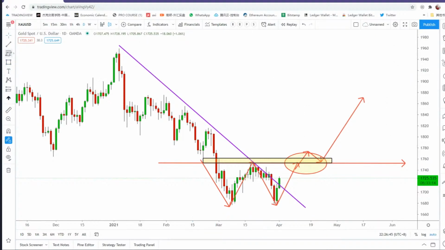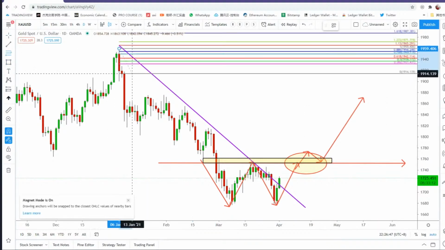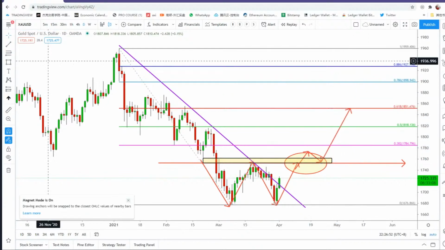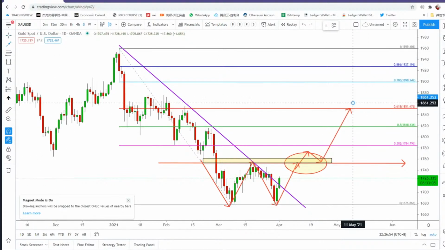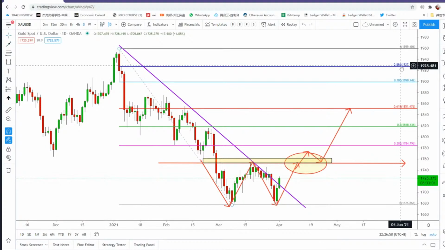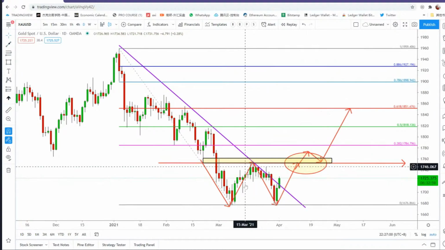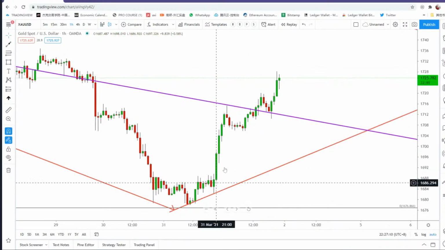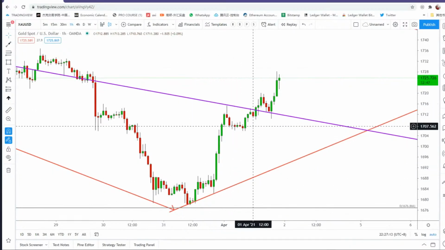Here we can use the harmonic ratios. The first target will be 1851, which is the previous pin here. Look at the pin here. The second target will be the 786 or 886. I will still be waiting for the gold to break out of the neckline to confirm a more bullish wave later on. However, in today's chart, we can already see this very nice bullish move starting.